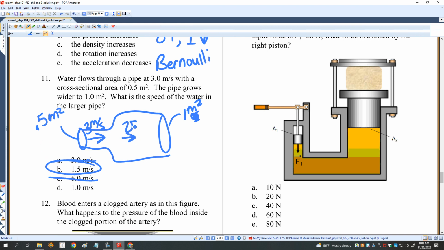So this velocity, I want to know what it is. I say A1V1 equals A2V2. So let me step back. Because the area got bigger by a factor of 2, I know that the speed has to get smaller by a factor of 2. You probably know that if you've been doing these. But if not, this is how you do it. You take the equation of continuity. So it's 0.5 square meters times 3 meters per second is equal to 1 square meter times V2. And you solve that for V2, and we find that V2 is equal to 1.5.